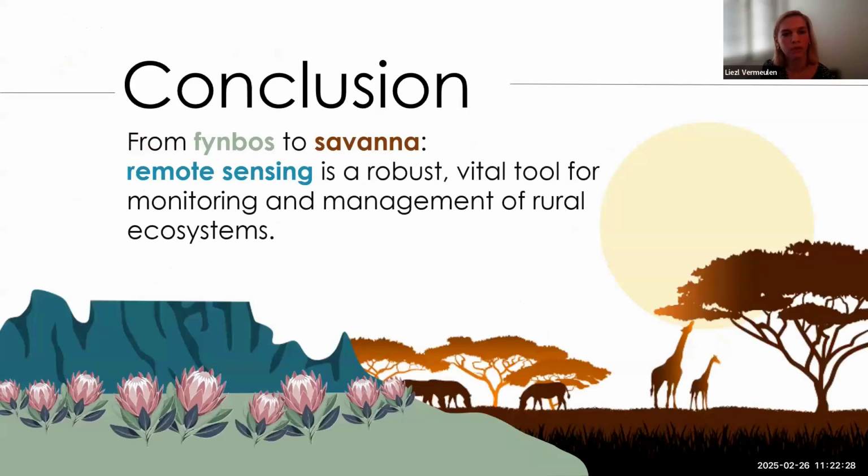So to conclude, what this research shows us is that from fynbos to savanna, so various different ecosystems, remote sensing is quite a robust and vital tool for monitoring and managing rural ecosystems, especially if we can combine it with local biodiversity data.